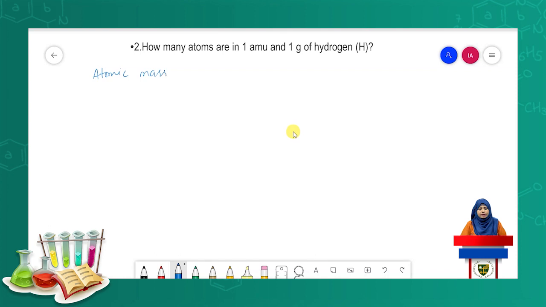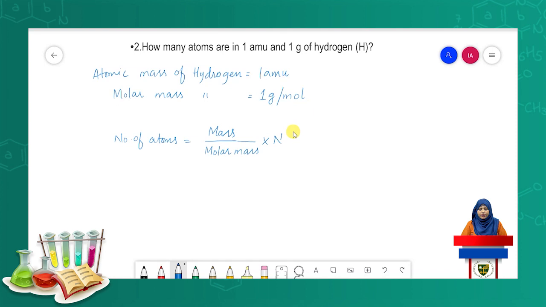so atomic mass of hydrogen is 1 AMU and molar mass is 0.01 grams per mole। अब अगर हम देखें अपने फॉर्मूला की तरफ कि हम कौन सा फॉर्मूला यूज करेंगे टू कैलकुलेट नंबर ऑफ एटम्स, सो इट वुड बी number of atoms is equal to mass over molar mass multiply by Avogadro's number, and simply just put in the values in the given formula.